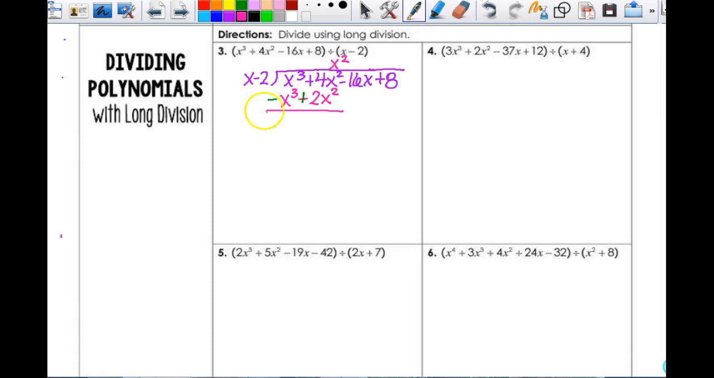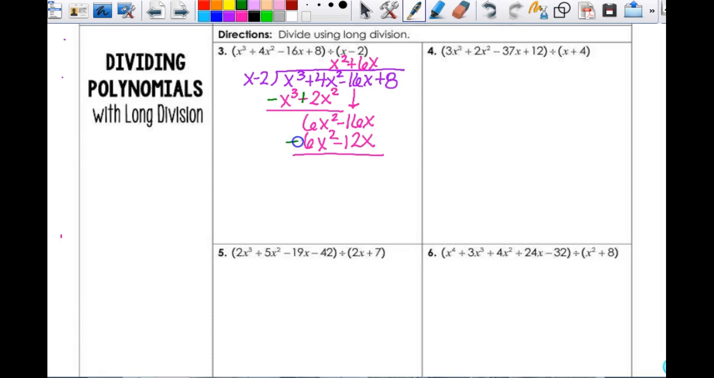Okay, so these zero out. This gives me 6x squared. Then I bring down my minus 16x. Okay, everybody good with that? All right, so then x goes into 6x squared. How many times? Well, when I divide it, it's 6 what? X. Okay, so 6x times x is 6x squared. 6x times a negative 2 is negative 12x.